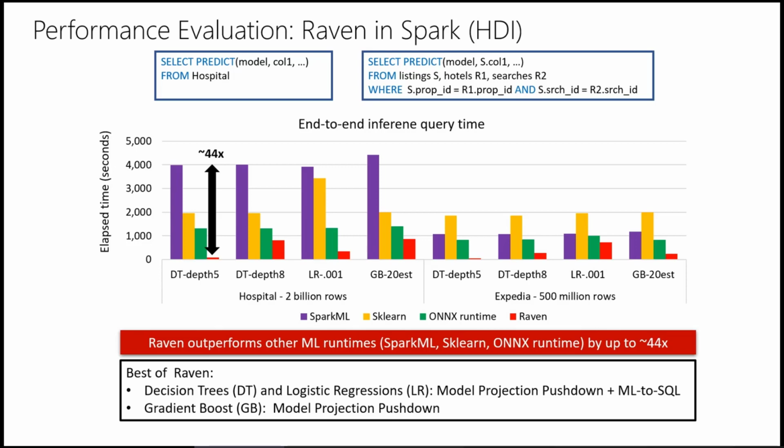One thing we saw across the board was that the predicate-based model pruning and projection pushdown optimizations were generally safe to do anytime. We found that the ML to SQL optimization worked well for smaller decision tree models. And then we found that for more complex tree models and more complex linear models, doing the machine learning to neural network transformation worked best and gave us the strongest gains.